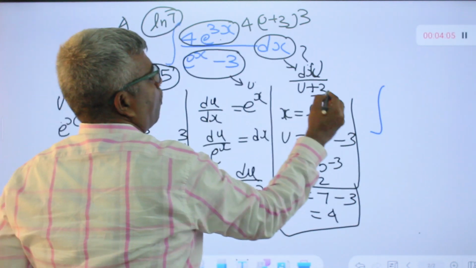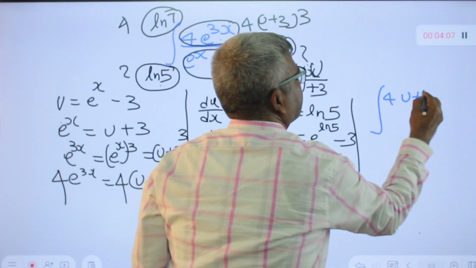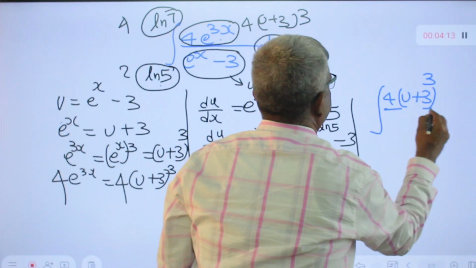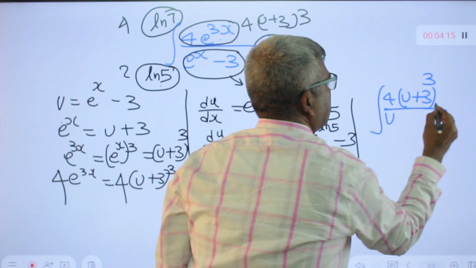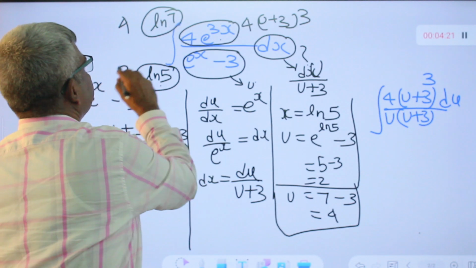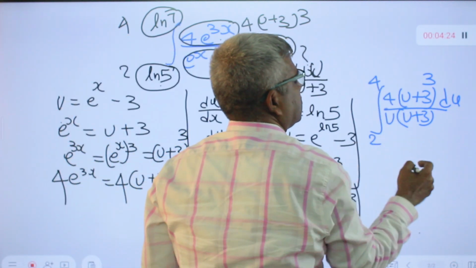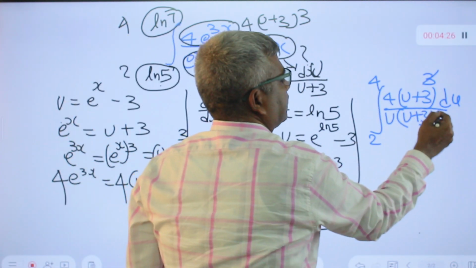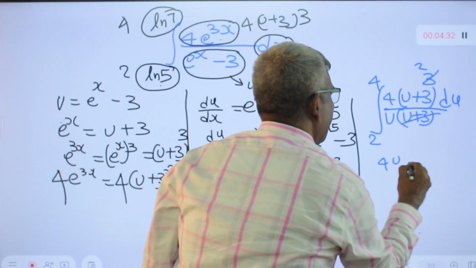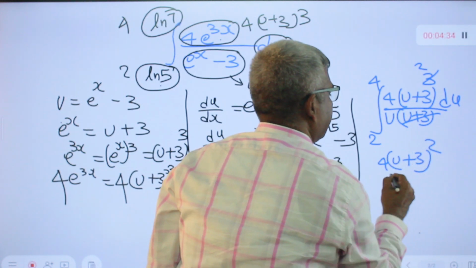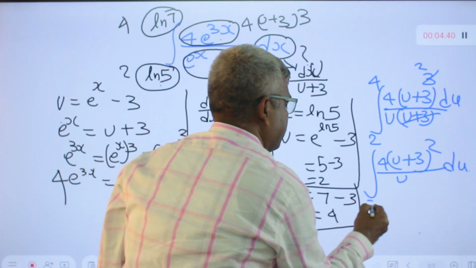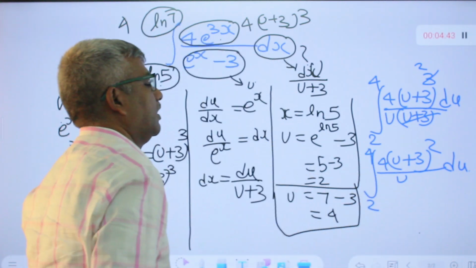Do it: 4 times u plus 3 whole cube divided by u, dx is du by u plus 3, limits 2 to 4. So this u plus 3 will be cancelled. So 4 times u plus 3 whole square divided by u du. Copy down until now.